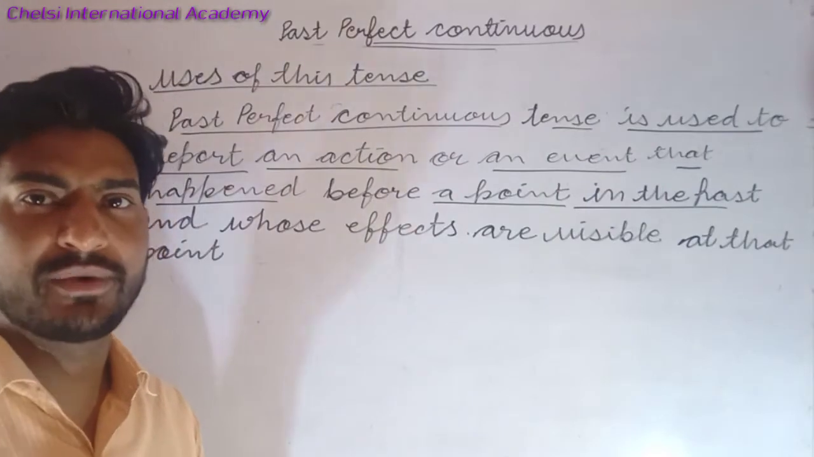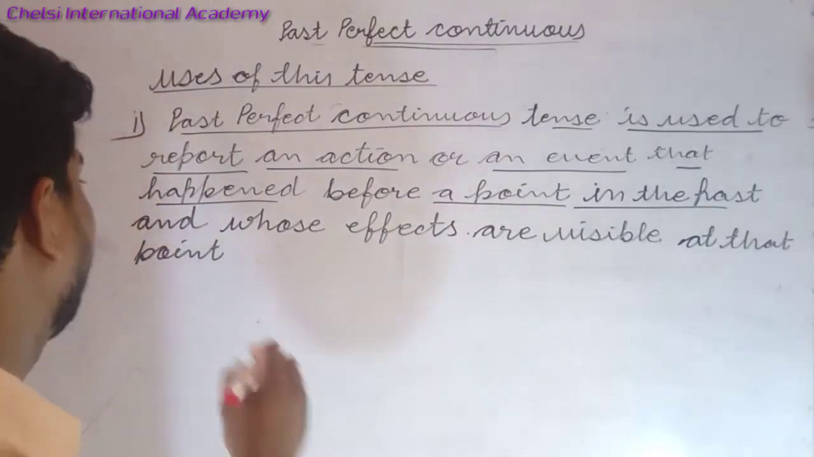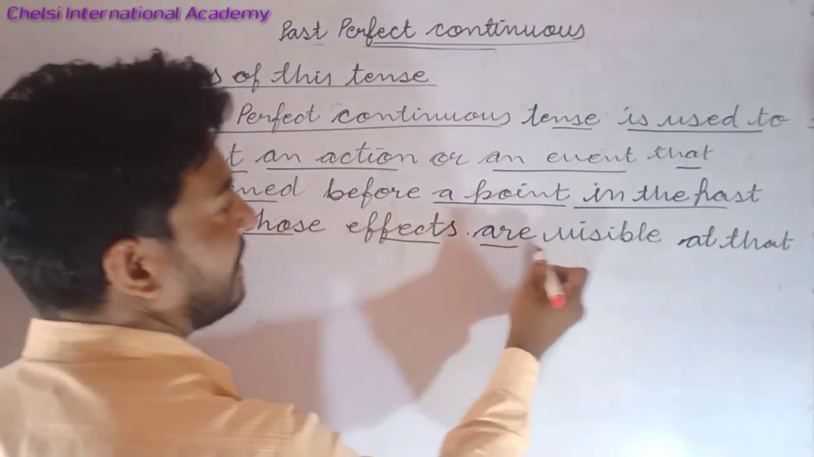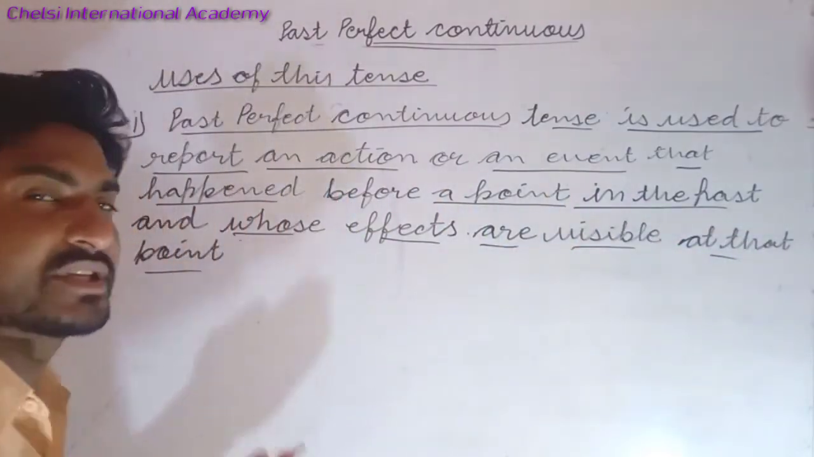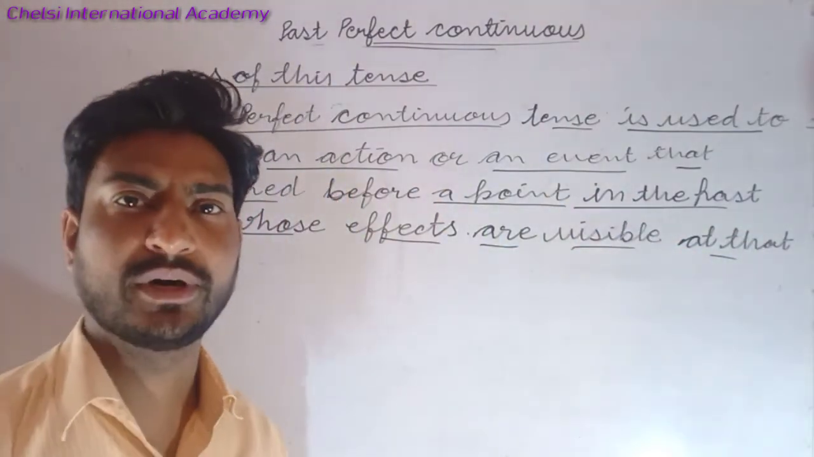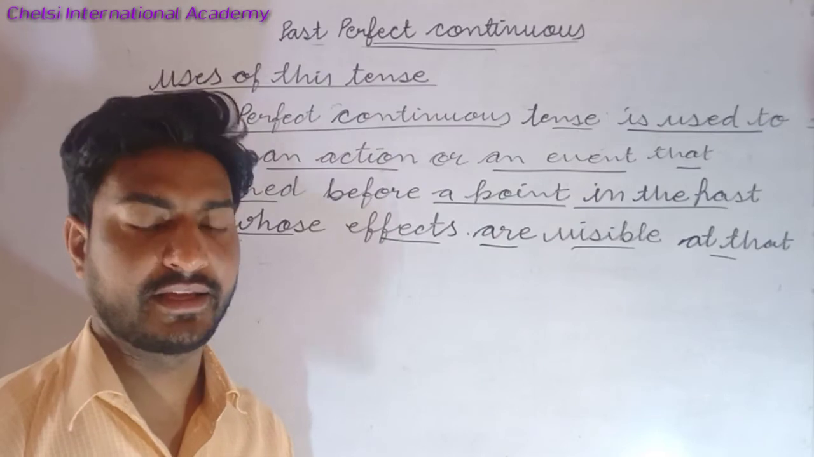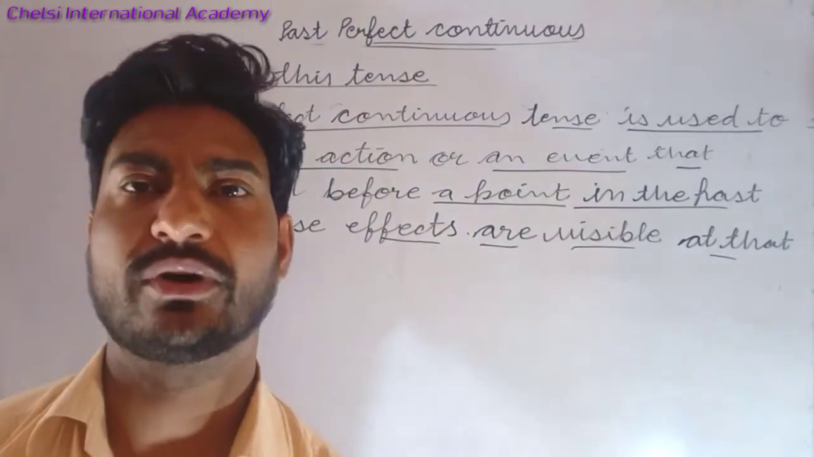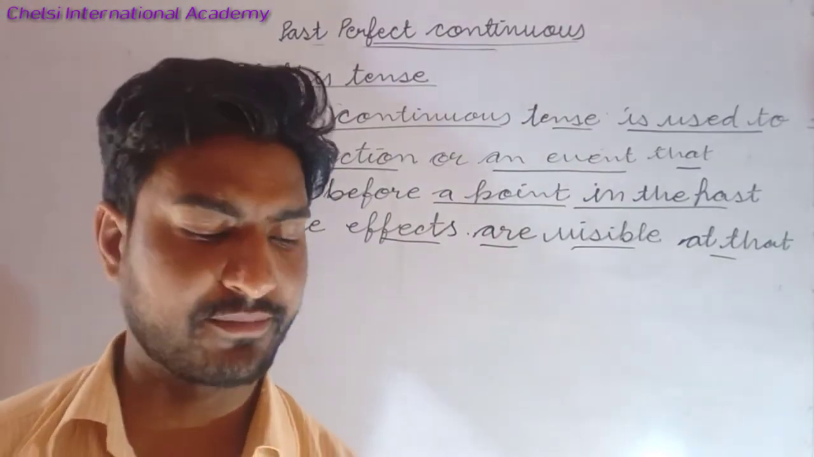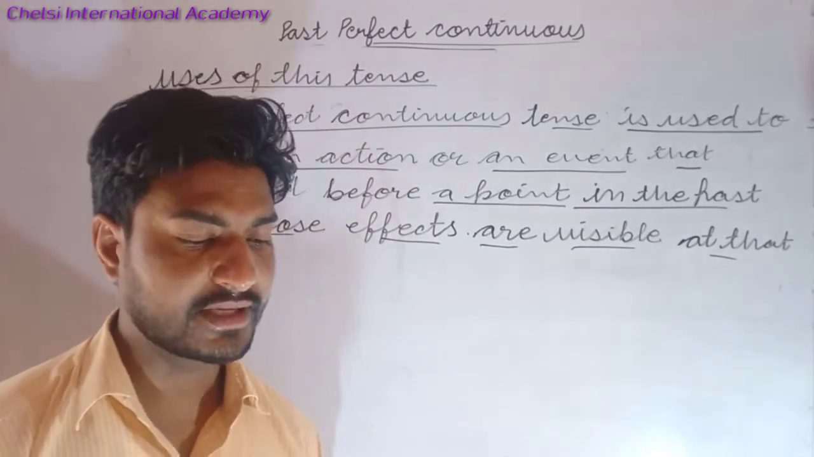पास्ट के किसी बिंदु पर कोई काम शुरू हो गया है, and whose effects are visible at that point, और उसके जो प्रभाव हैं उस बिंदु पर अभी नजर आ रहे हैं. तो इस कंडीशन को शो करने के लिए अपन कौन से टेंस का यूज करते हैं? पास्ट परफेक्ट कंटिन्यूअस टेंस का यूज अपन करते हैं.